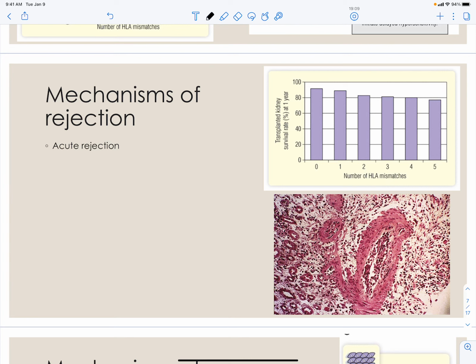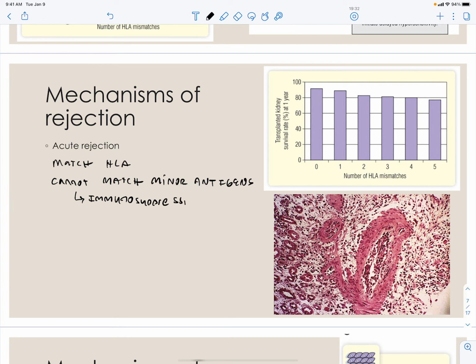So you're going to have to match HLA, but you cannot match minor antigens. And so immune suppressive therapies are used. This can be cyclosporin, corticosteroids, mycophenolate, things such as that.